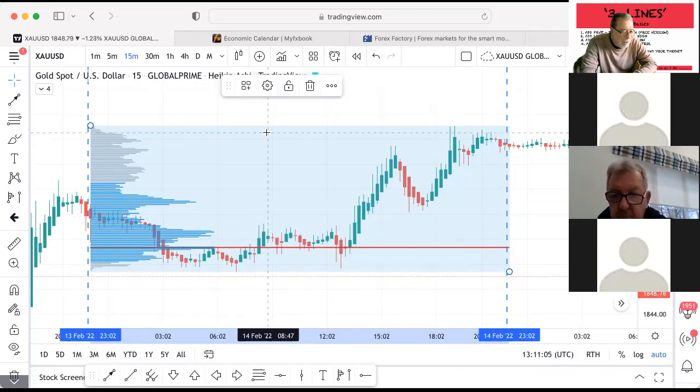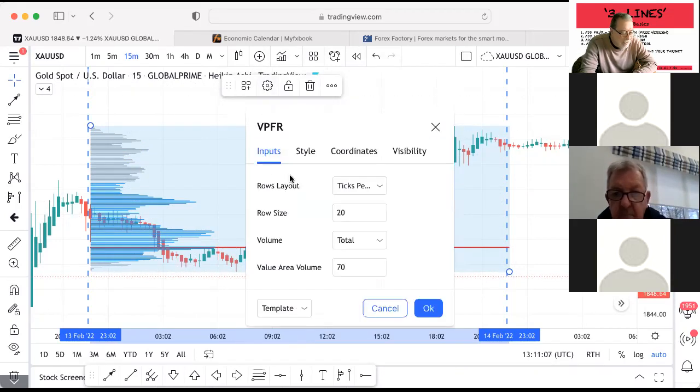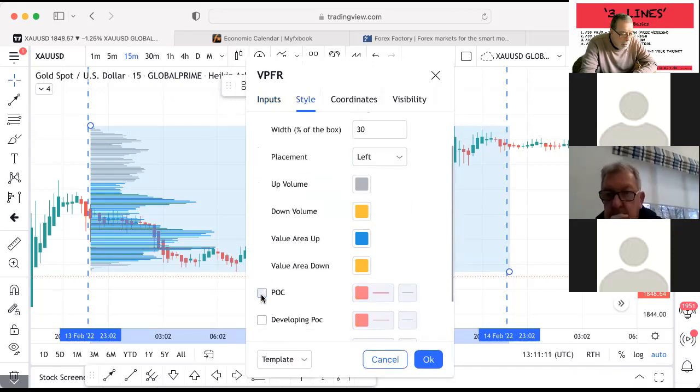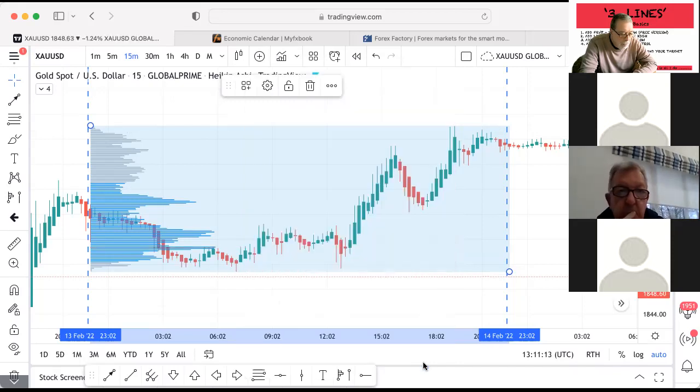And if I just take off this POC for now and just show you what I'm looking at. I'm looking at 70% of, in fact, I'm going to put, we call this the 3-line strategy. So I'm going to put the 3 lines on first of all.